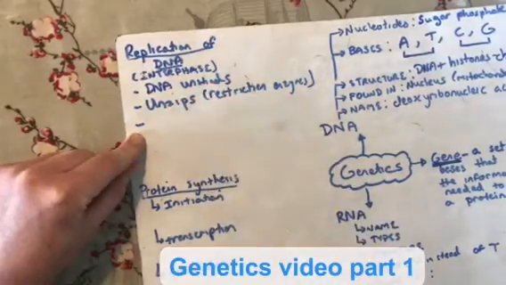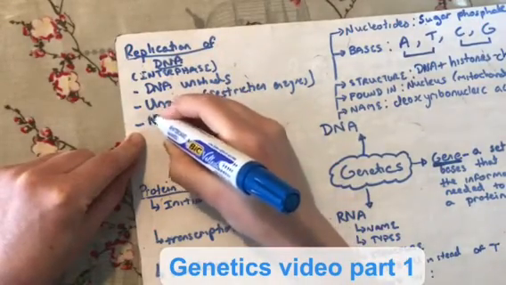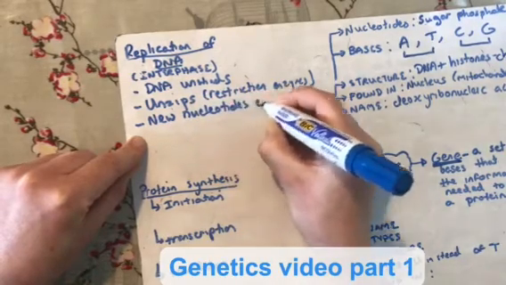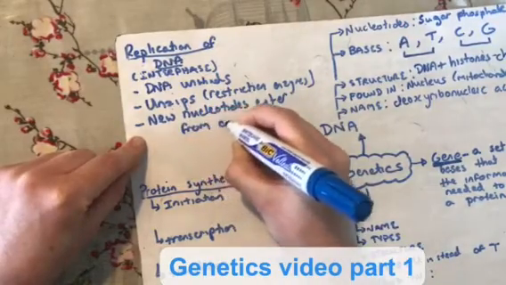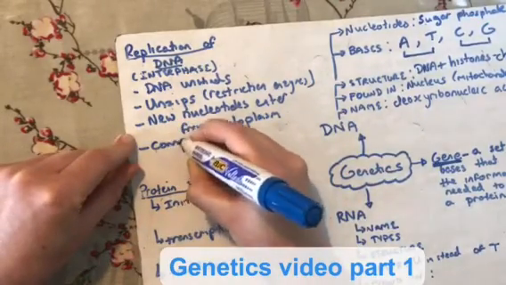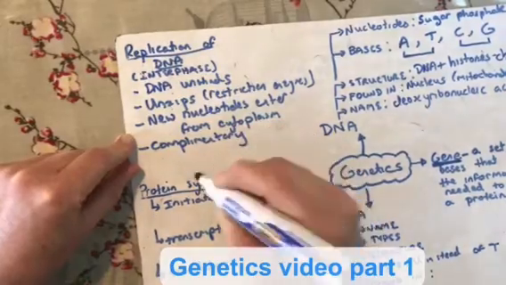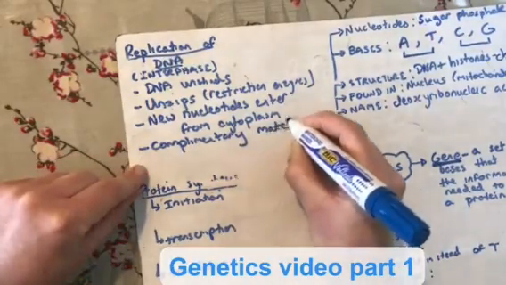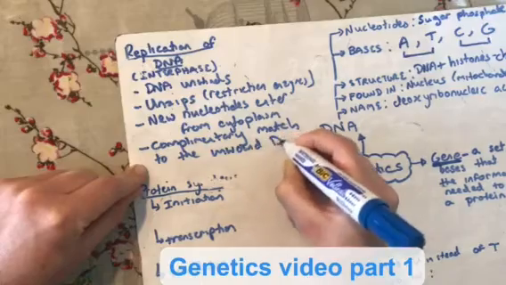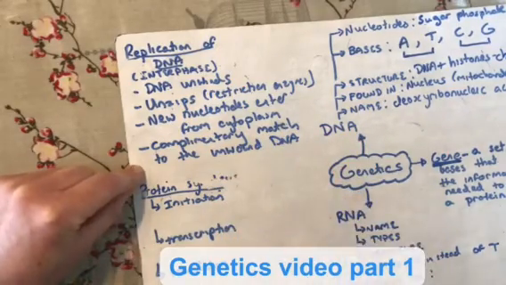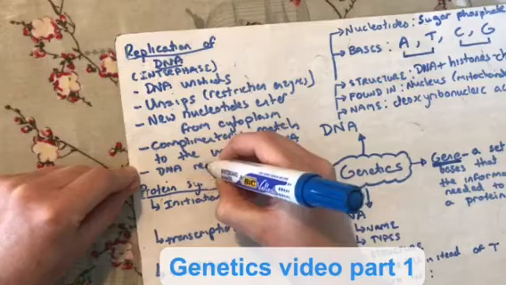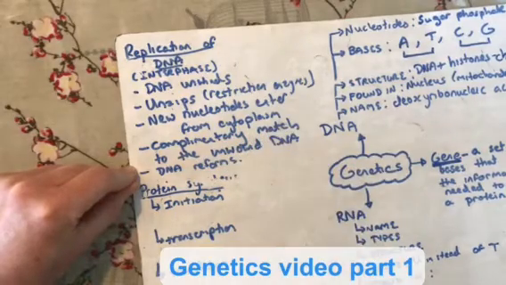Okay, then what happens, girls, is new nucleotides enter from the cytoplasm, and they form a complementary match to the unwound DNA. Okay, so complementary match to DNA, and then the DNA reforms. And it twists back into the helix structure, okay?